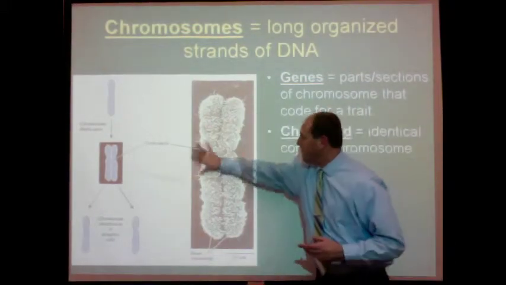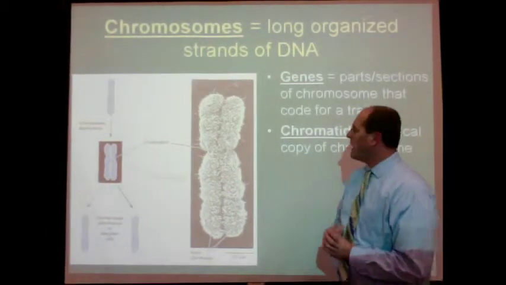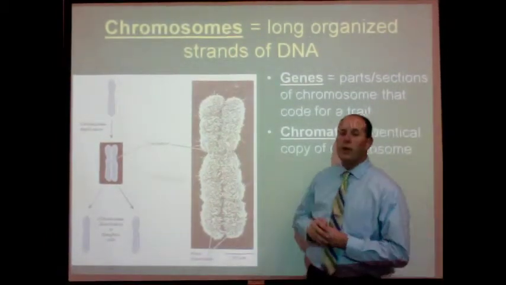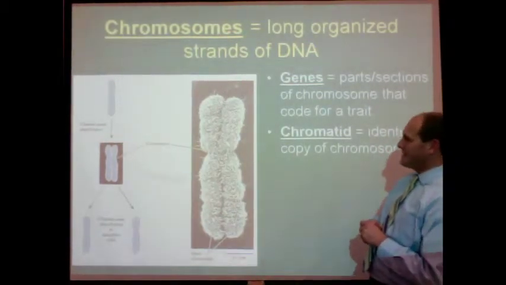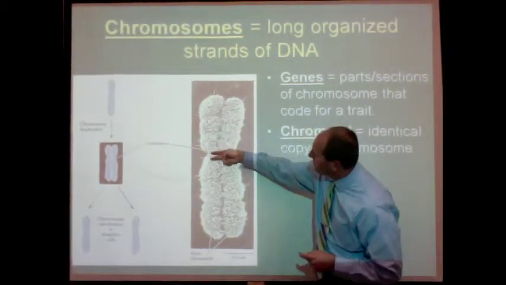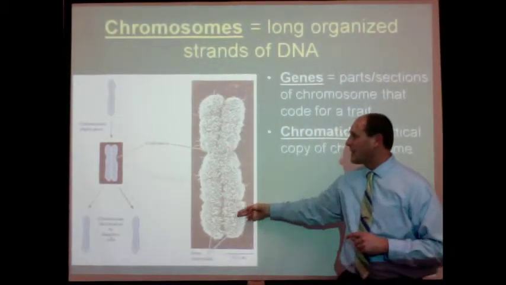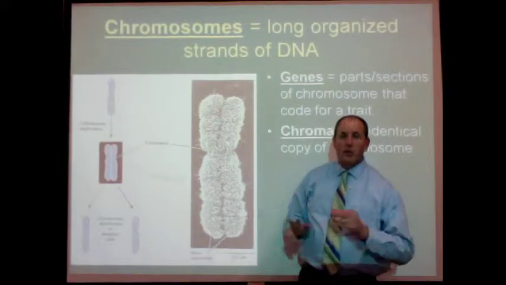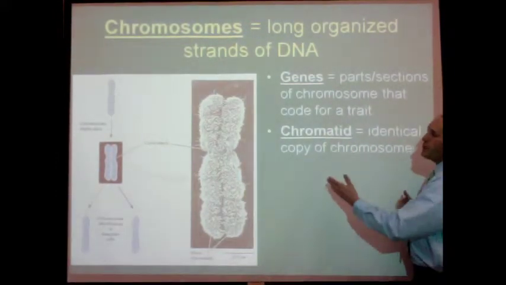Now when we take a look at these chromosomes, what we find typically when we look at the chromosomes is a picture that looks like this. And this actually is a photograph. And it's a photograph of what we call a pair of these two chromatids. So here's one chromosome over here. And here is another chromosome right here. It's an identical copy.